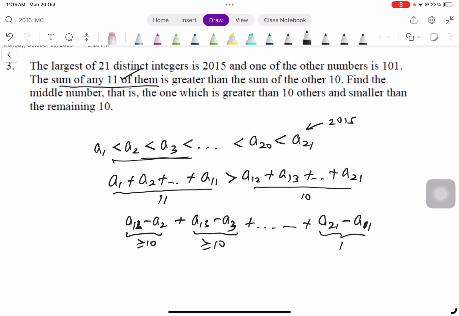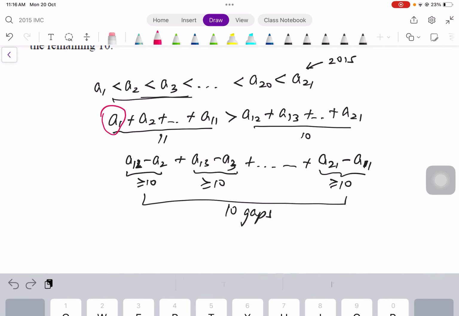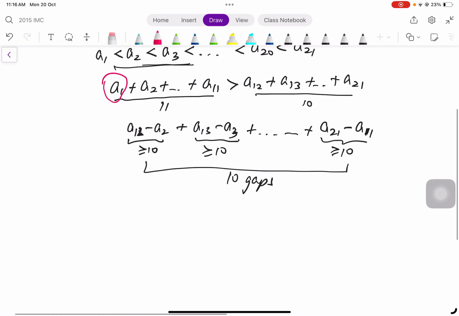Therefore, in this case, I'm counting 10 gaps. There are 10 gaps. And can you see that what is left is this number A1, and the fact that A1 all the way to A11 is greater than A12 all the way to A21.